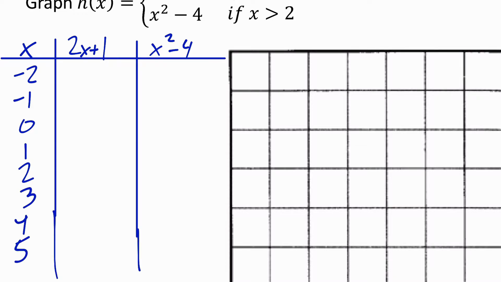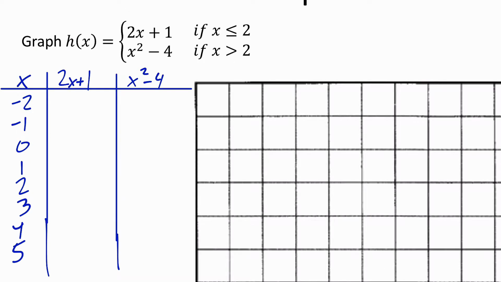So negative 2, we actually did this one on the previous page, but that's going to plug into that first equation because it's less than or equal to. Again, this is for x less than or equal to 2, and this is for x greater than 2. So negative 2 is less than or equal to 2, so we're going to plug it into that first one. So we have 2 times negative 2 plus 1. We already did that one. We ended up with negative 3.